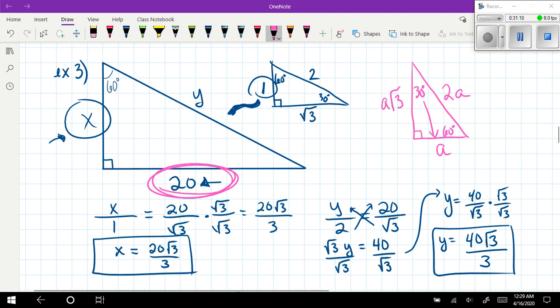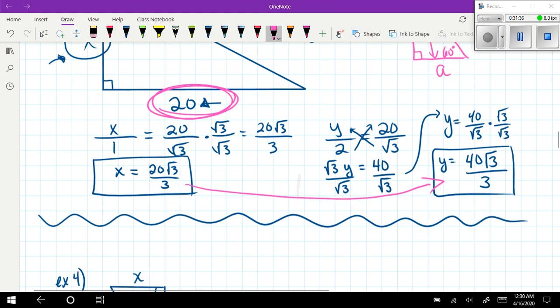All you got to do is double that to get the y value, the hypotenuse. And look, 20 root 3 over 3, if you double it, you just double that 20, doesn't it become 40 root 3 over 3? It's that fast. But thinking a little bit shorter requires you to think a little bit smarter. Okay? So we think smarter, not harder, and we get the job done faster. All right, let's move on to question 4.